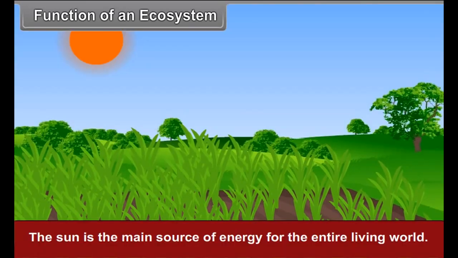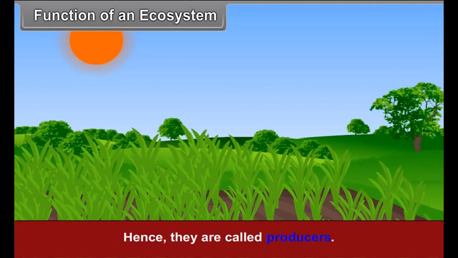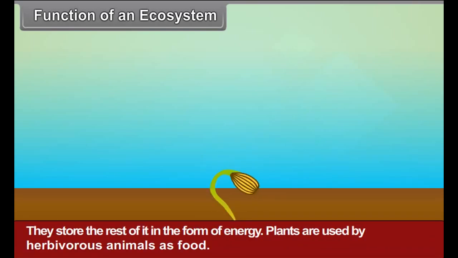Function of an ecosystem. The sun is the main source of energy for the entire living world. Green plants produce food with the help of solar energy through the process of photosynthesis. Hence, they are called producers. Plants utilize a part of the food they produce for their own growth. They store the rest of it in the form of energy.